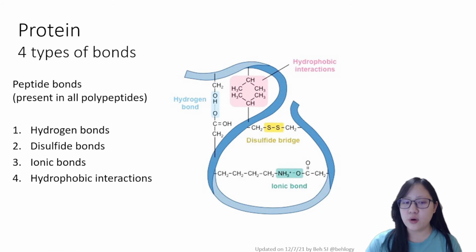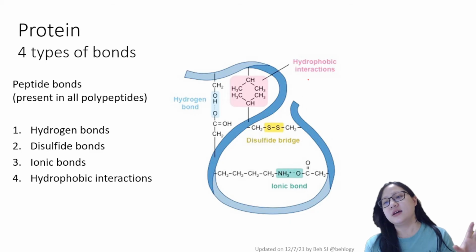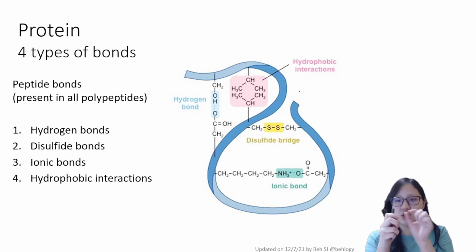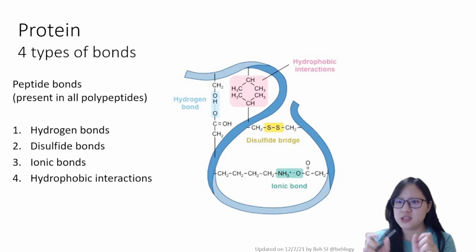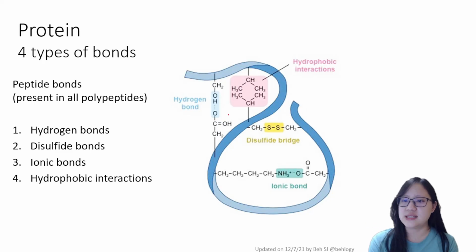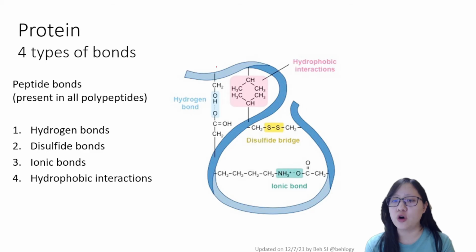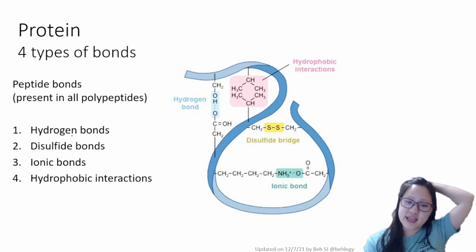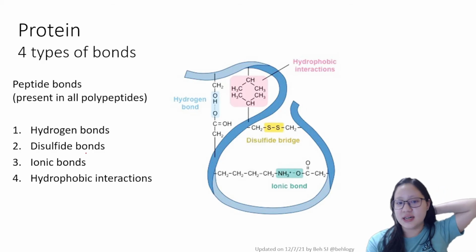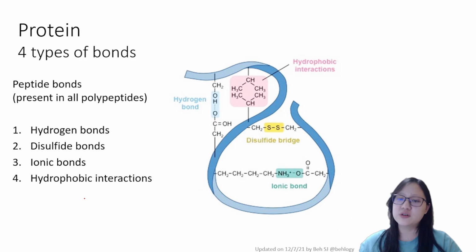These bonds occur throughout the protein, and not just between adjacent monomers. Adjacent means beside each other. So not just with monomers beside each other, but like you can see here, it can fold and coil and bind like this. So there are 4 types. Number 1 is hydrogen bonds. Number 2 is disulfide bonds. Number 3 is ionic bonds. And number 4 is hydrophobic interaction. And we'll be going through them one by one.